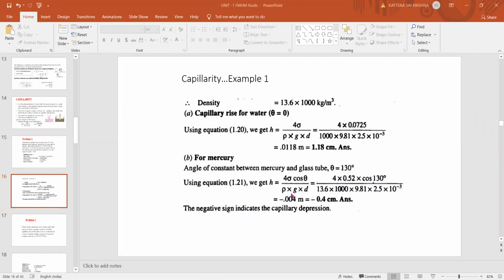See here, this density is specific gravity into density of water. So 13.6 into 1000 is your density. 9.81 is G value. D value is 2.5 into 10 power minus 3. So here you'll get this value in negative. So this negative sign indicates the capillary depression. Nothing but the mercury level in the tube is below your surface line. So that's why you'll get your negative value here. Okay, remember that. Keep the value in negative, and below that you can write the negative sign indicates the capillary depression.